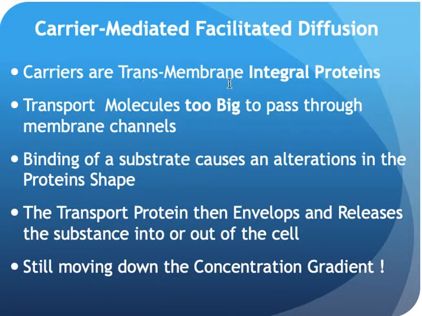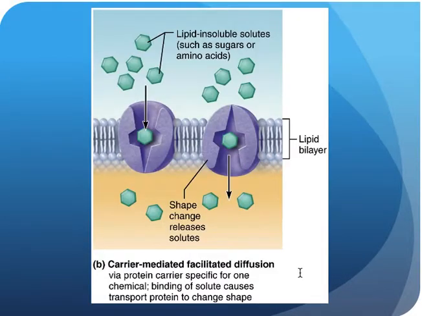But carriers are transmembrane integral proteins. They transport molecules too big to pass through membrane channels. There's going to be a binding of a substrate, which causes an alteration in the protein shape. The transport protein can then envelop and release the substance into or out of the cell. But again, we're still moving down the concentration gradient, which is what makes it passive. Here is our picture of carrier-mediated facilitated diffusion, still moving down that concentration gradient.